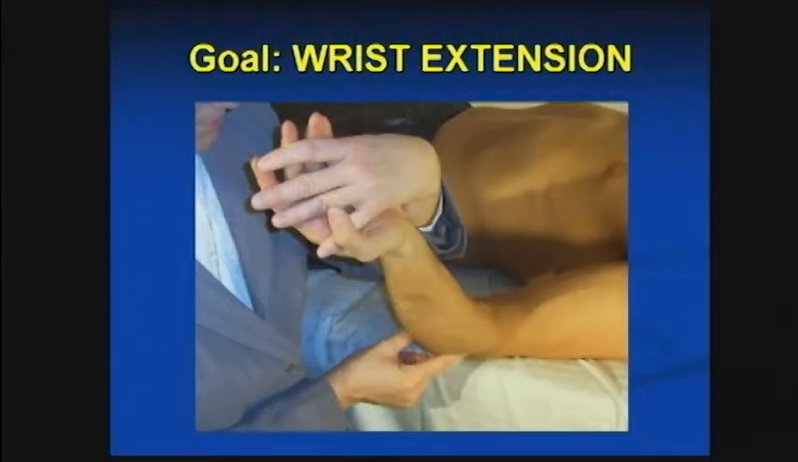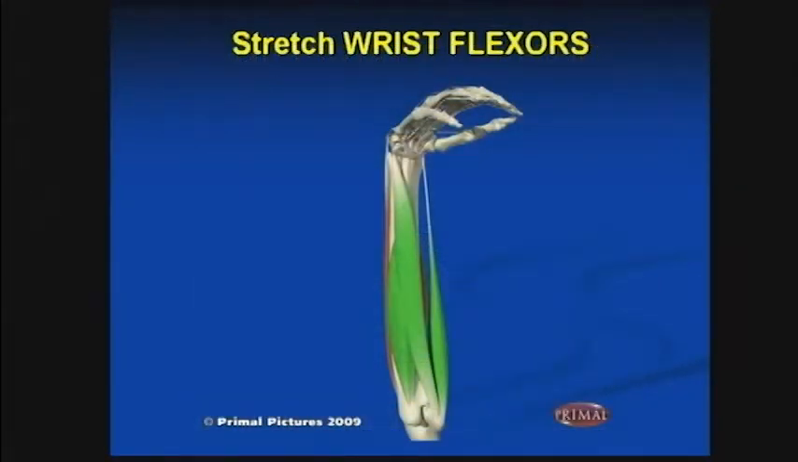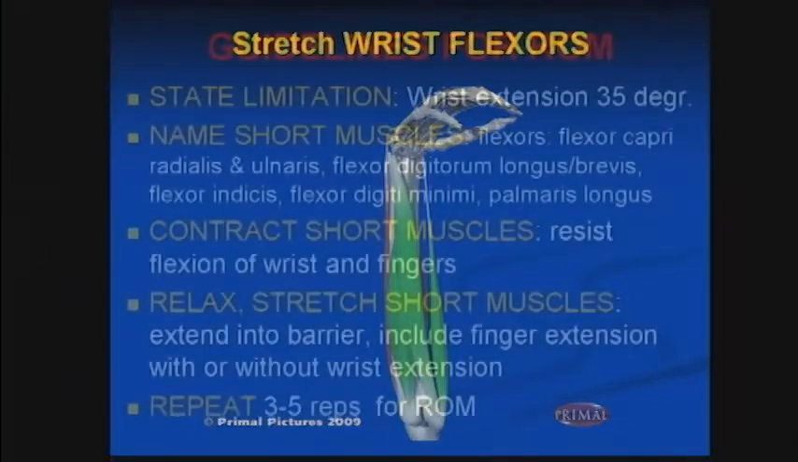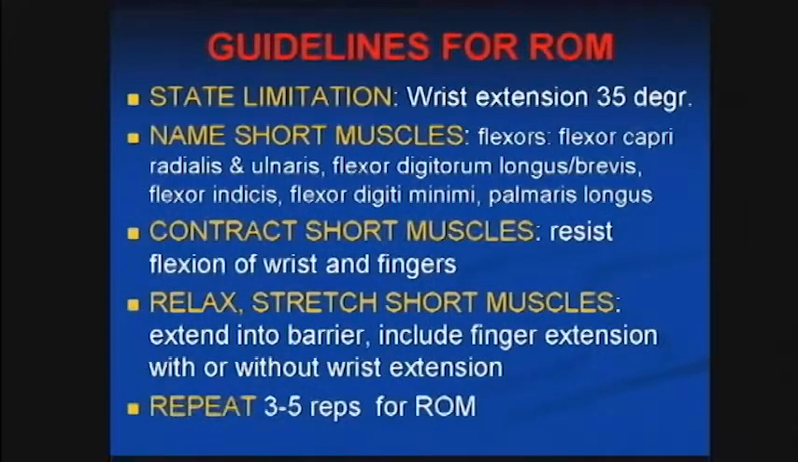What about somebody with that golfer's elbow? What if they have medial epicondylitis? Too much typing, too much gripping, lifting. You want to increase wrist extension. What are you going to stretch? The wrist flexors. Wrist flexors are shown here in green in the action of flexing the wrist. So you have some of the flexor digitorum superficialis and profundus. Okay. Flexor carpi radialis, flexor carpi ulnaris. Guidelines: range of motion. They can't extend their wrist back to that 70 or 80 degrees you're looking for.